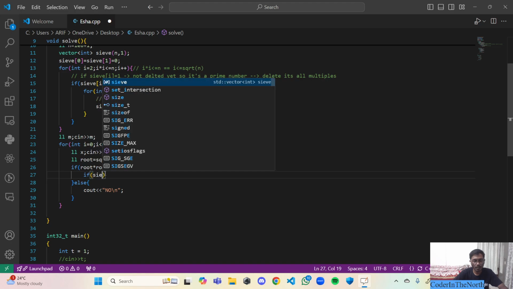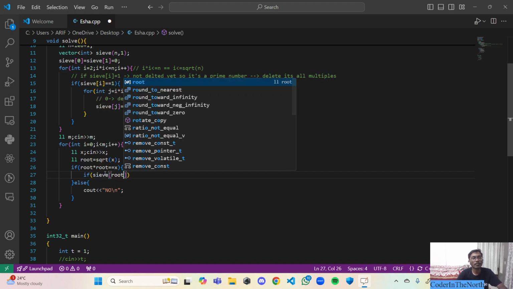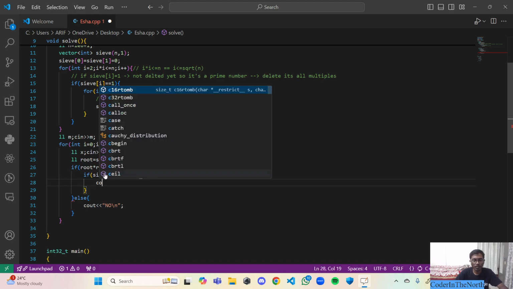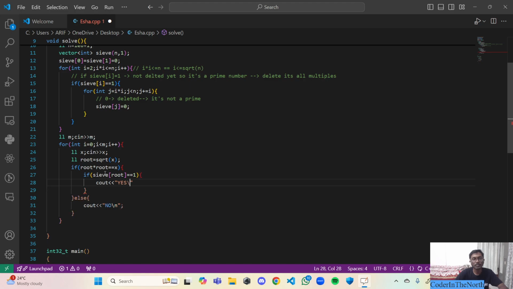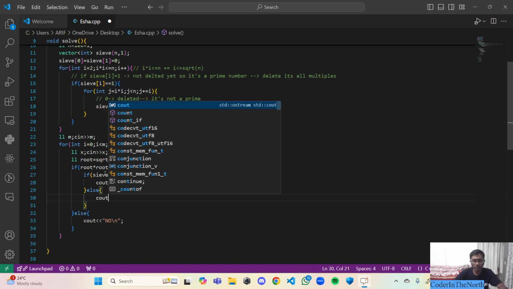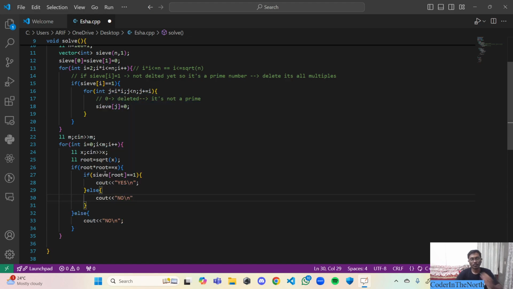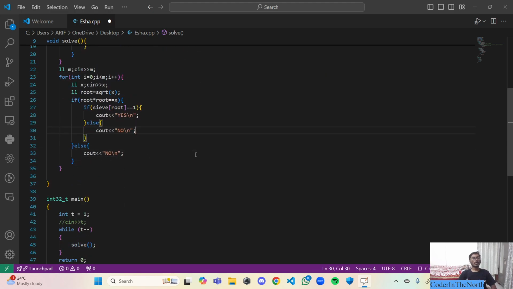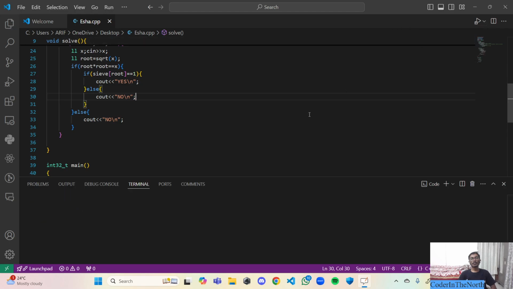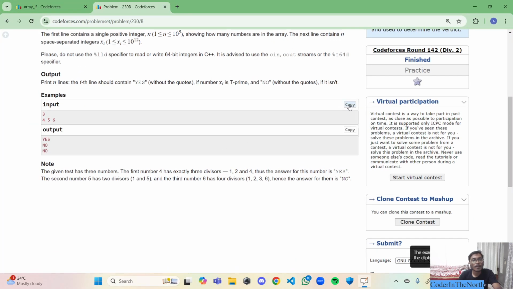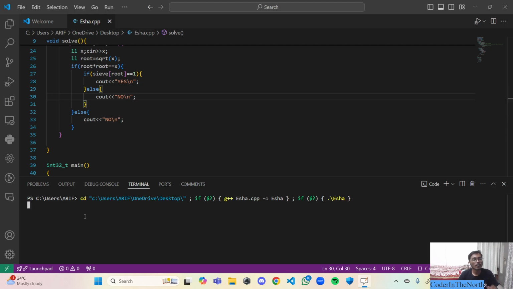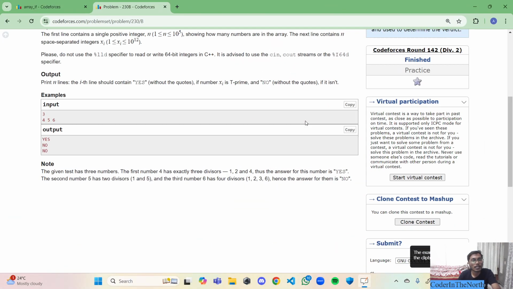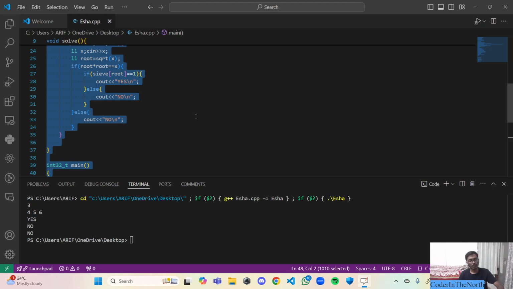If sieve of root is equal to 1, then print yes, and in the other case print no. Now we'll run this on the given test case. Yes, no, no, is it right? Yes. Let's submit it.